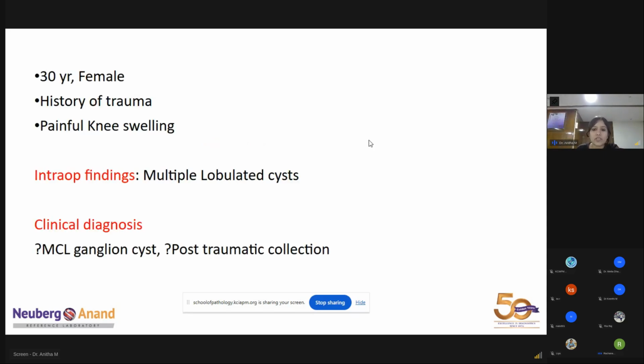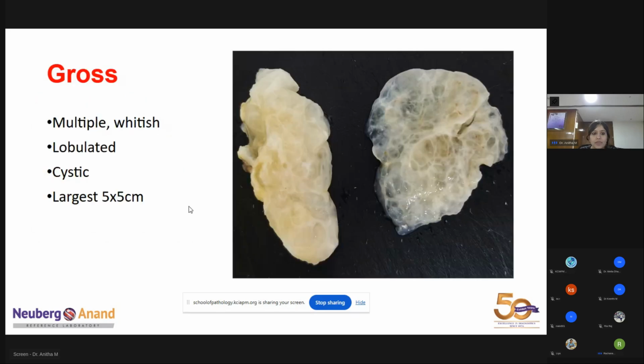So your approach was good. However, this case is a little tricky considering the site, and without radiological findings it's a little difficult. So let's see why. We had a 30-year-old female who presented with a painful knee swelling and a history of trauma. The operating surgeon describes it as a multiple lobulated cyst. The biopsy specimen was sent to us with a differential of medial collateral ligament ganglion cyst versus post-traumatic collection.